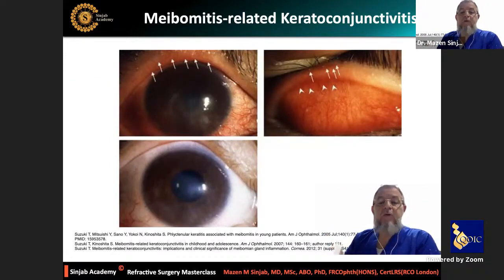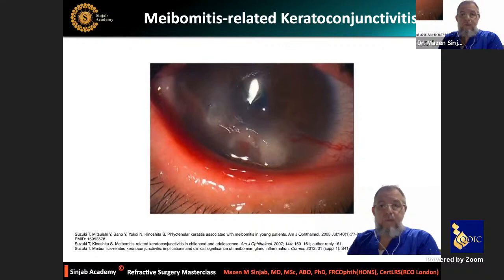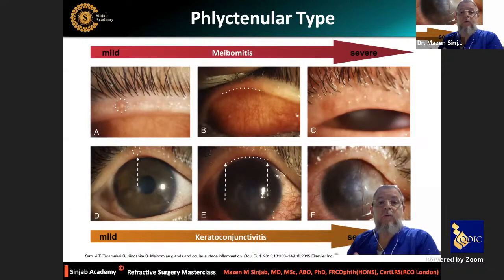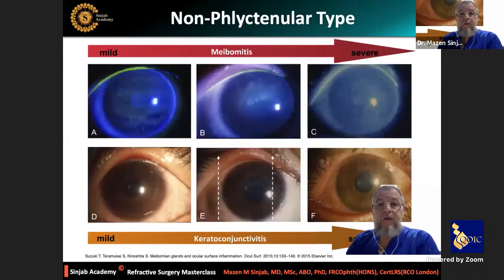Now, this pathology may range from very faint scars with or without vascularization to very profound melting of the cornea and even perforation. So it is just related to meibomitis. There are two types of this disease, the phlyctenular type and the non-phlyctenular type. The phlyctenular type ranges from mild, as you see, to severe, and it is characterized by nodules on the cornea, very similar to Salzmann, but associated with vascularization. The non-phlyctenular type is also characterized by scarring of the cornea with or without vascularization, but there are no nodules, and the whole corneal surface is compromised.